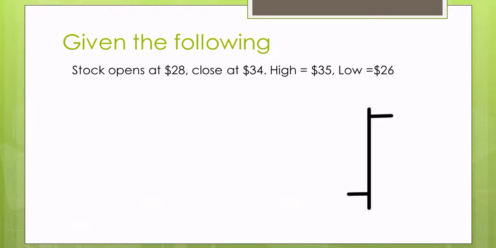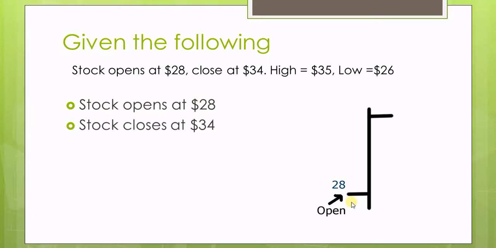Let's say you are given the following information. The stock opens at $28, closes at $34, it has a high of $35 and the lowest is $26. So how will this information be represented on a bar chart? Well, we know that the stock will open at $28. So your left horizontal line will show your opening price. So here will show $28.